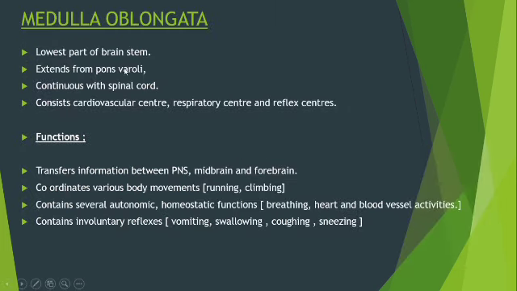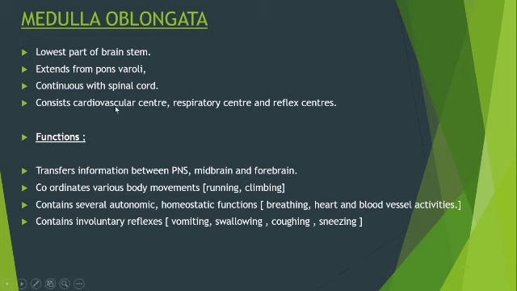Medulla oblongata. Medulla oblongata is the lowest part of the brainstem which extends from the pons varolii above and is continuous with the spinal cord below. It consists of cardiovascular center, respiratory center and reflex centers.